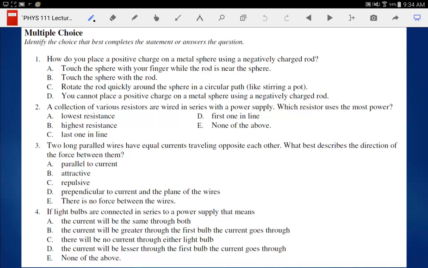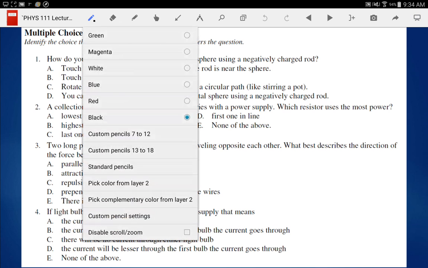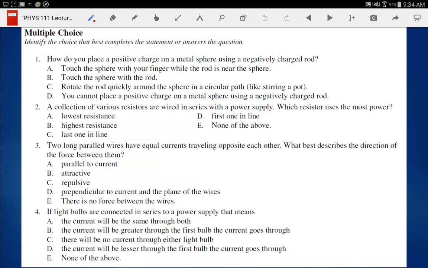So, question number 1. How do you place a positive charge on a metal sphere using a negatively charged rod? Which one? I know you didn't mark can't, so why'd you say that? The correct answer is A.